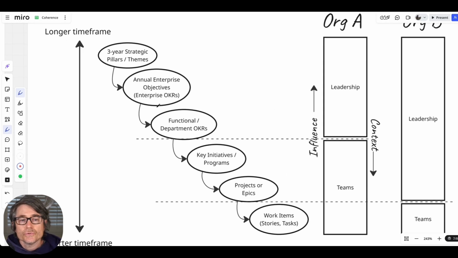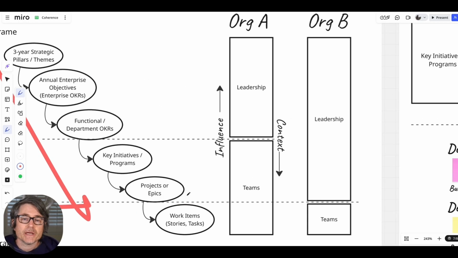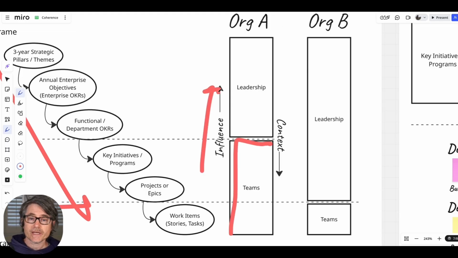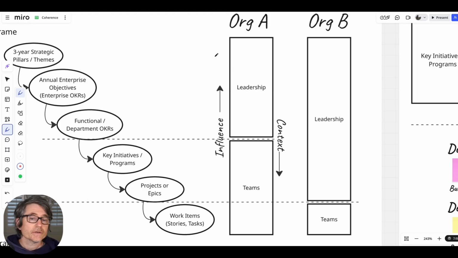So, I showed you a graph before and I said, this is more prescriptive, but let's imagine two organizations right here. In Org A, the teams actually own up into the key initiatives and they influence the strategy and context flows down. There's a loop there. Okay, well, that's going to be a very, very different company than a situation where leadership, management, whatever you want to call it, owns all the way down to the work items and teams are relegated there. That's one example where just by looking at the intent graph, you're not going to see a lot.